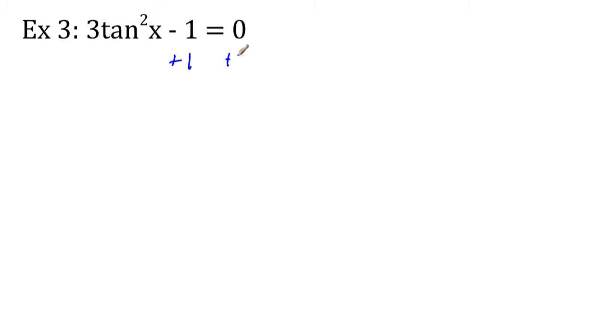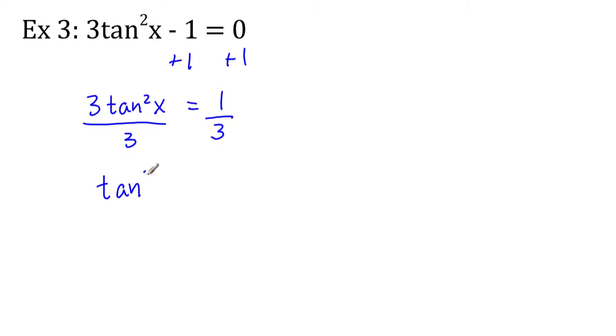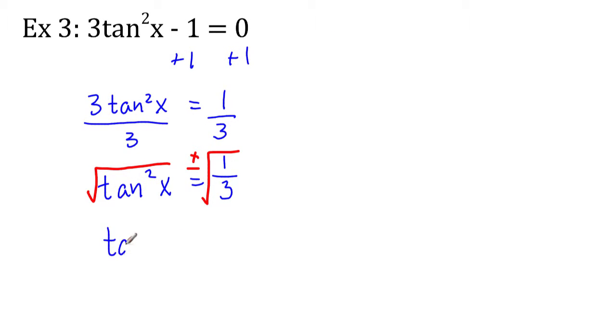Let's try the next example. We have 3 tangent squared x minus 1 equals 0. So we'll add 1 to both sides and divide by 3, giving us tangent squared x equals 1/3. To isolate the tangent, we take the square root of both sides, and we get tangent x equals positive or negative 1 over the square root of 3.